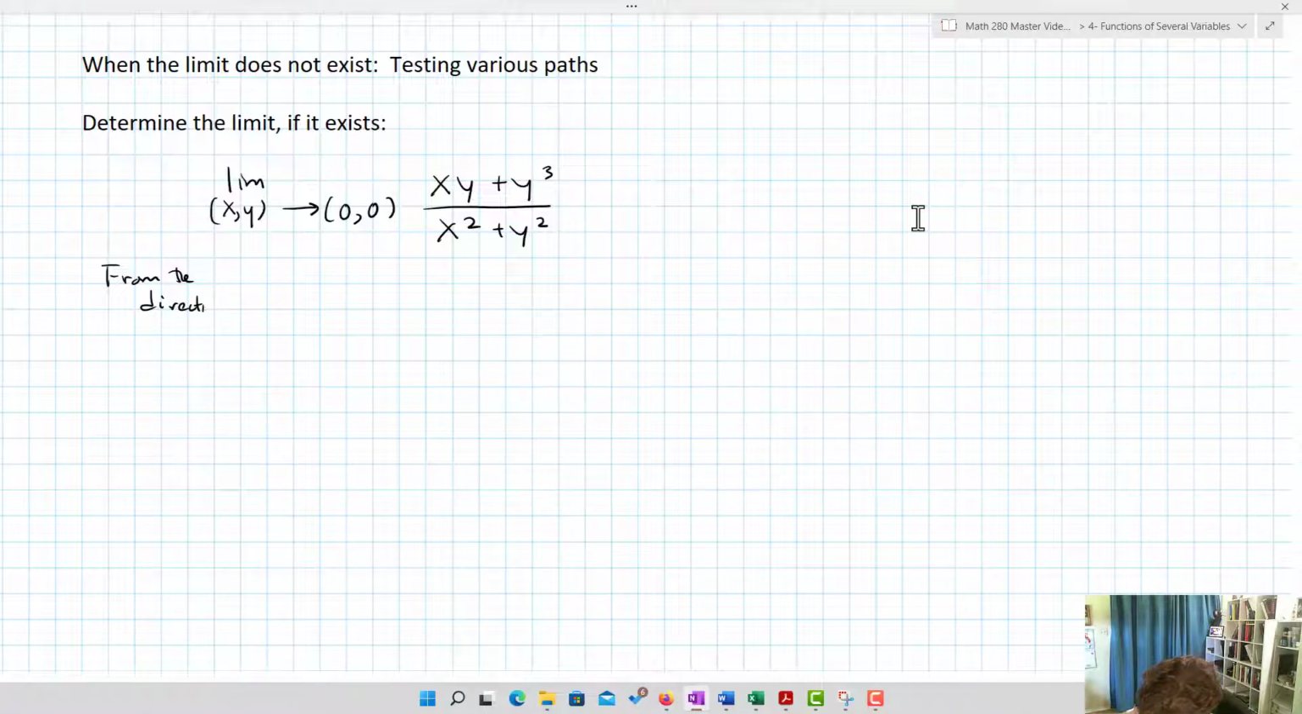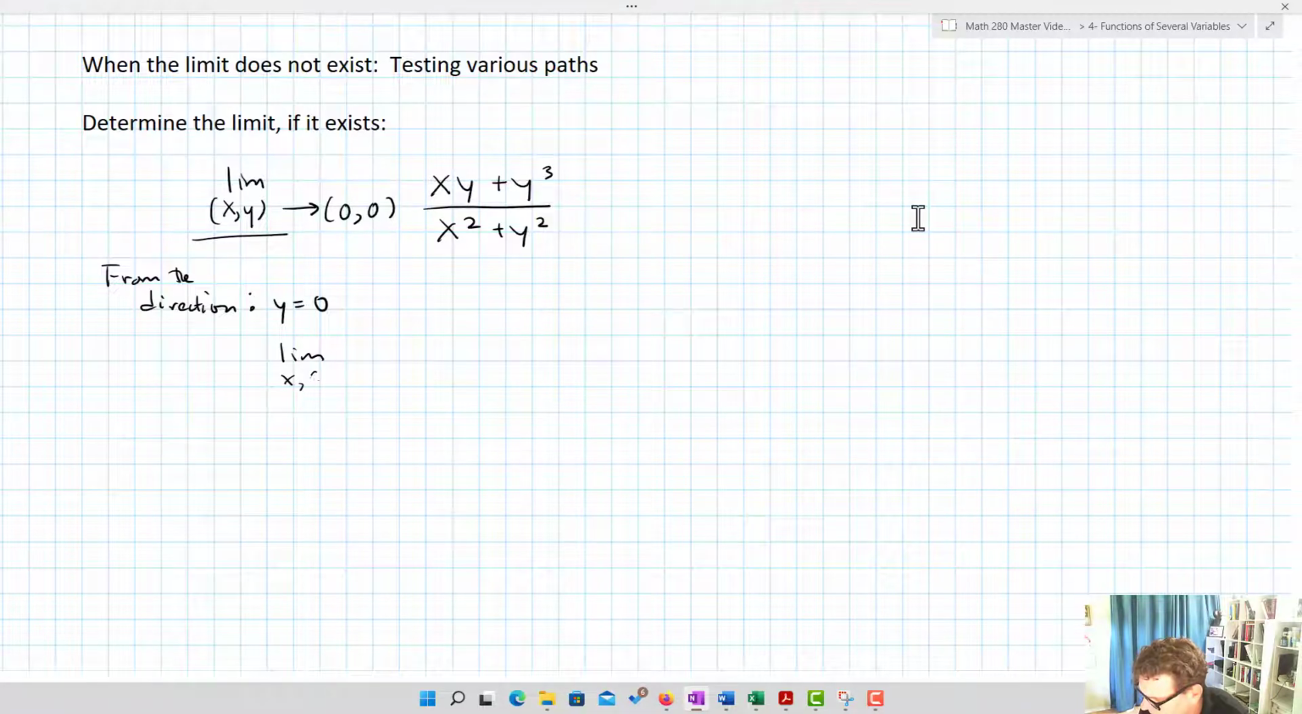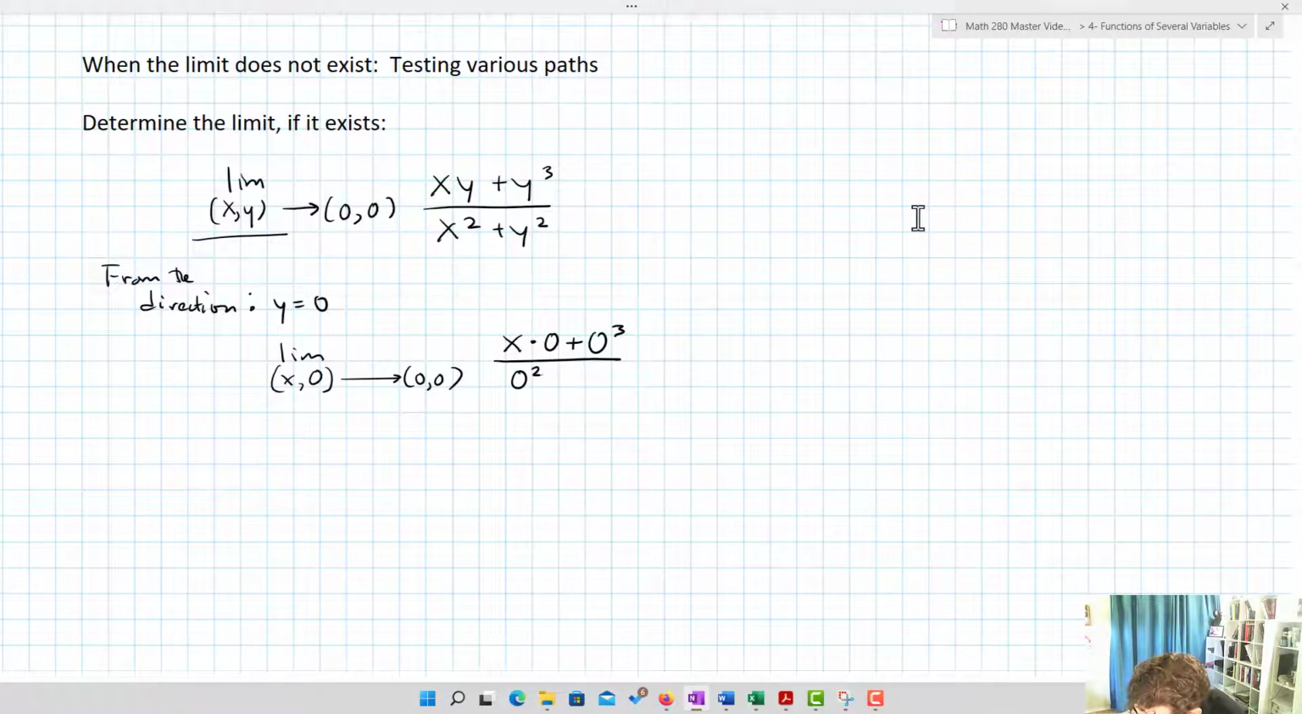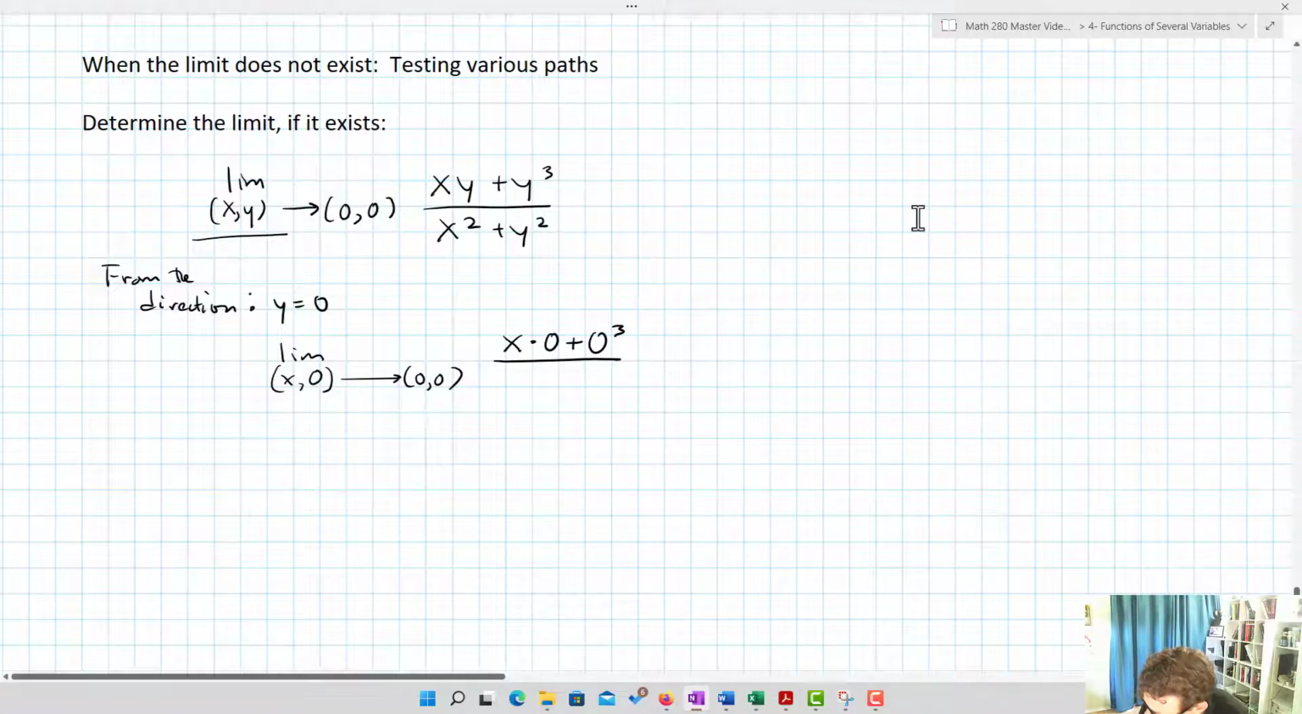y equals 0. Notation-wise, I'm going to make this limit x, 0, because y equals 0. So I'm going to substitute in 0 for y everywhere in this equation. So the limit is x, 0 approaches 0, 0. Now this is going to be x times 0 plus 0 cubed divided by x squared plus 0 squared.